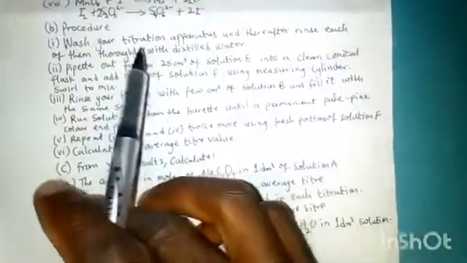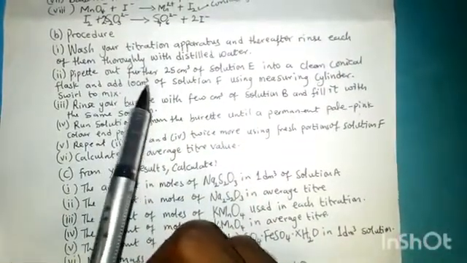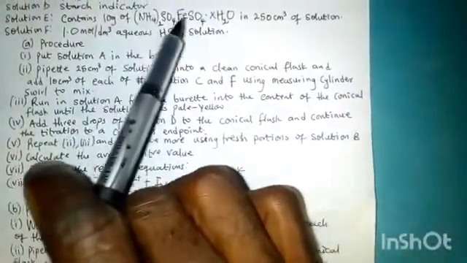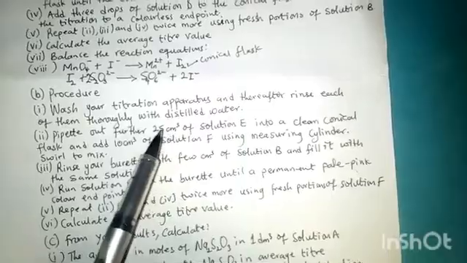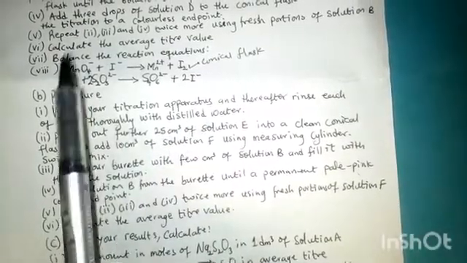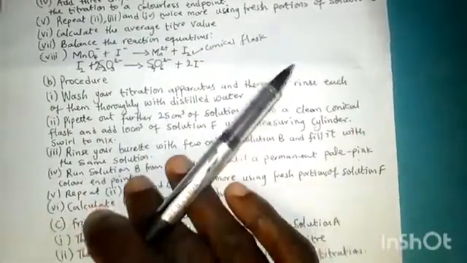In procedure B, we have to wash all the apparatus and then pipette out 25 cm3 of solution E. Solution E is the double salt, which is this. Thereafter, we take a measuring cylinder and put in solution F, which is the acid, to protonate the reaction.